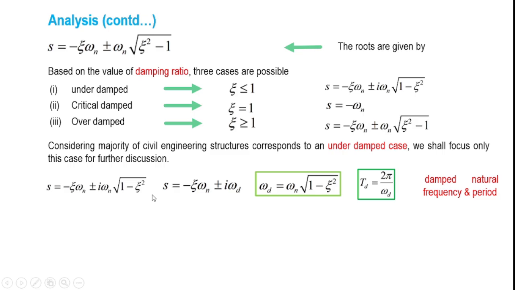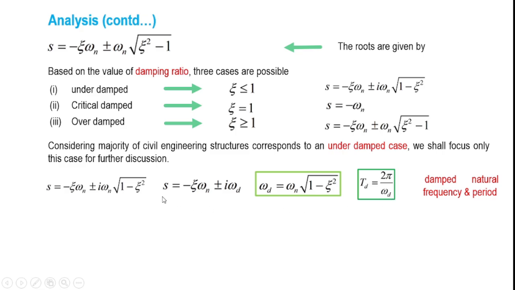And here we make an important substitution, that is omega n into square root of 1 minus c square is equal to omega d, where omega d is nothing but the natural frequency of a damped system, right? So what does it mean? It means that the natural frequency of a damped system, we define it as omega d, which is nothing but the natural frequency of an undamped system into square root of 1 minus c square. And obviously, we know that the corresponding damped natural period Td will be 2 pi divided by omega d.